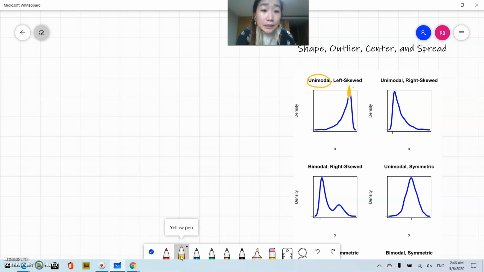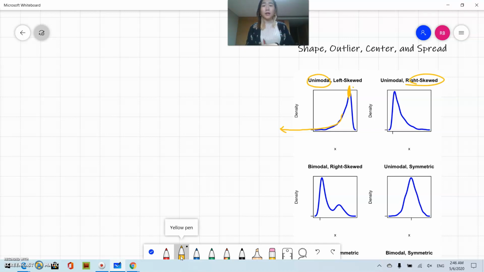And then it's skewed to the left. Skewed to the left means that you have more extreme values, so it's spread out in the smaller values. And then skewed to the right is the opposite, right? You have a tail that goes to the right-hand side. And this one is also unimodal. So there could be an outlier, there might not be an outlier. There's nothing we can be sure about just looking at the histogram.